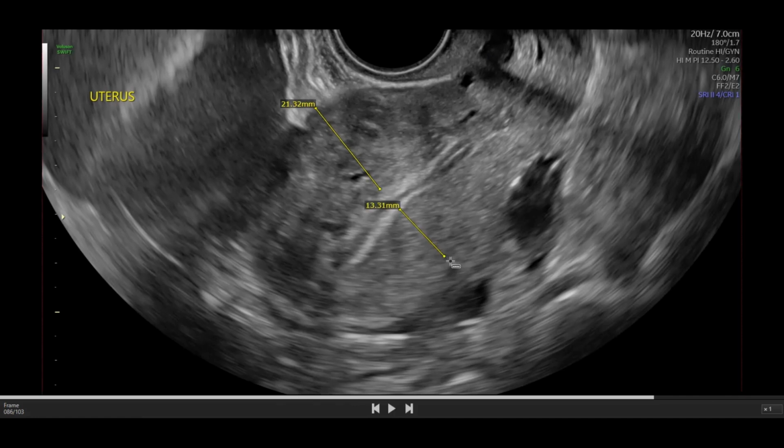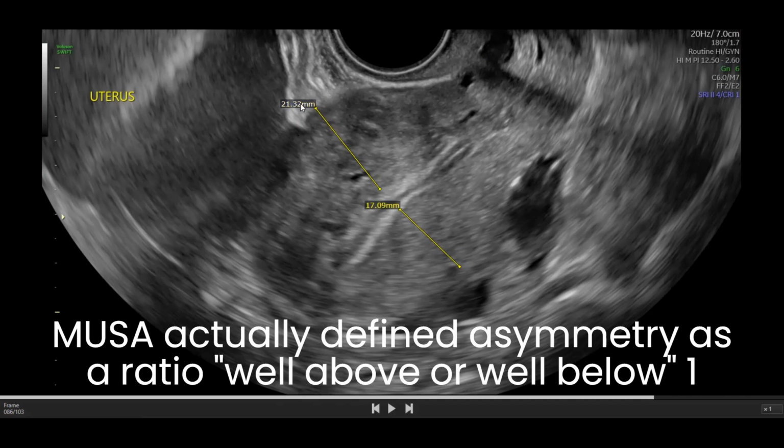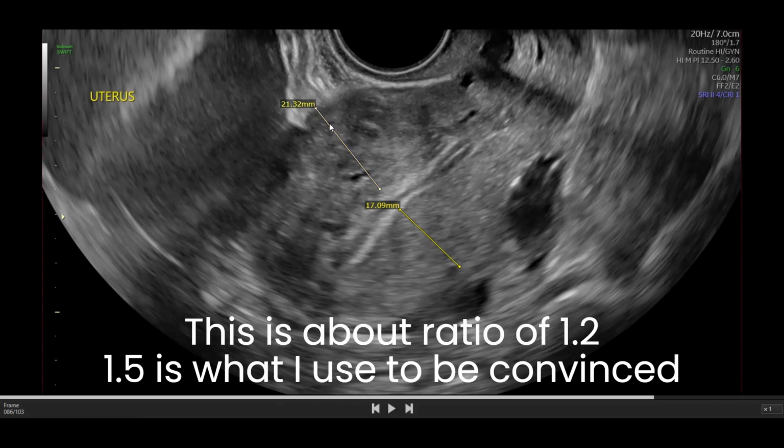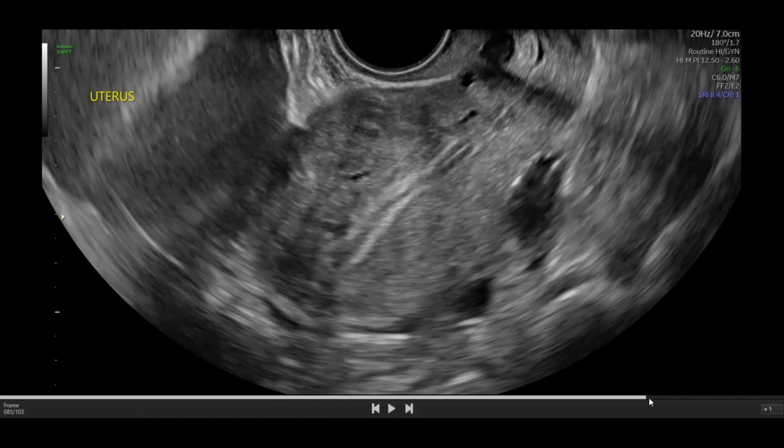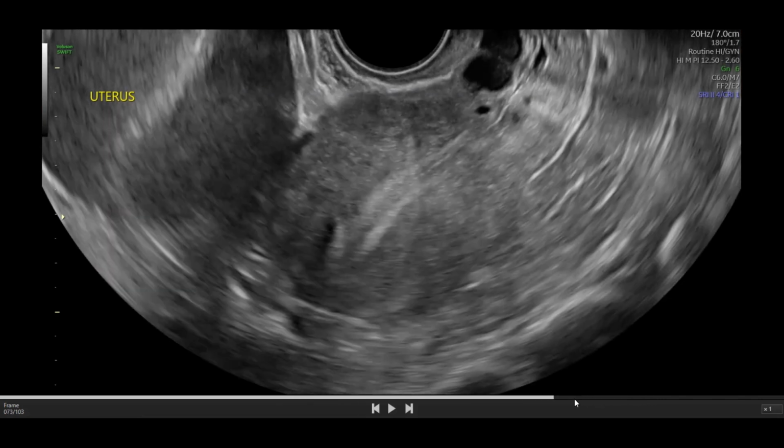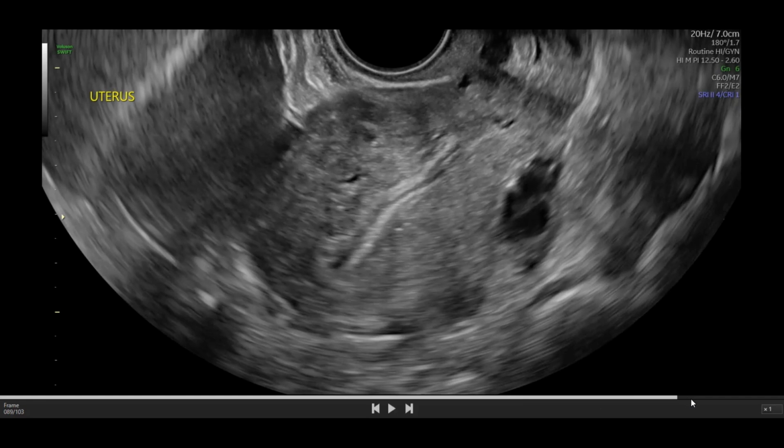If we measure those two, a little bit more thick in the anterior, but I don't think it would meet the criteria for obviously asymmetric or a 1.5 times ratio. But because we're seeing more of the adenomyosis features in the anterior, it makes sense that there's going to be a little bit more hypertrophy there.